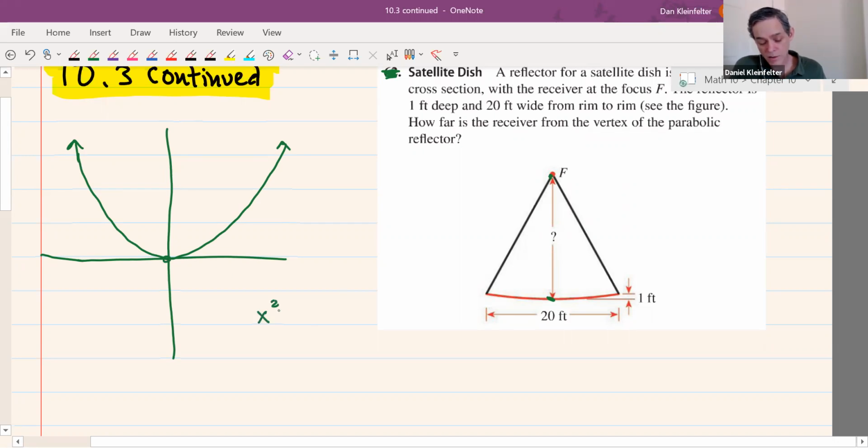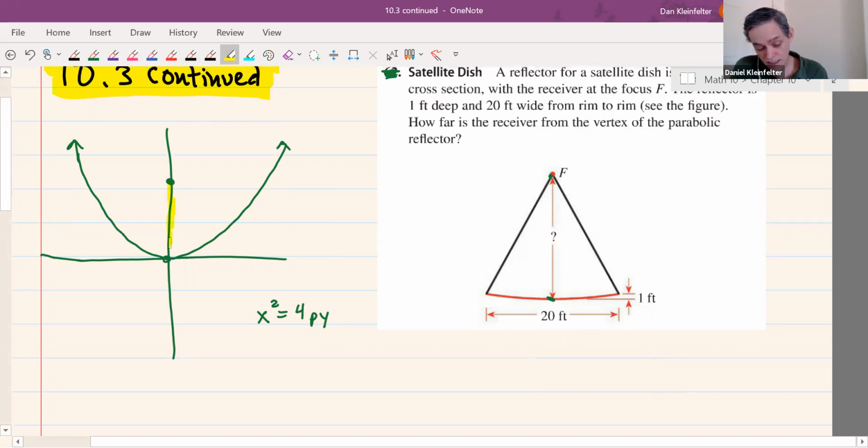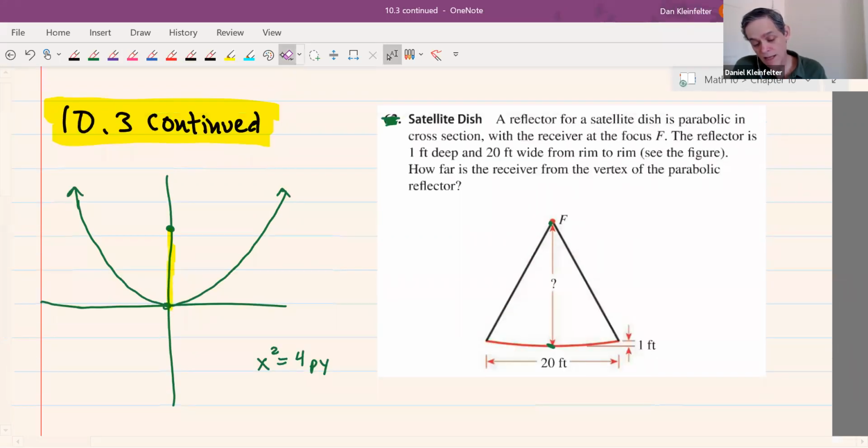And so I know the equation will have to look like x squared equals 4py. And so if we knew the p, then we would be finished with getting the equation. Once we know the equation, we can figure out what we are doing. The thing is that what we need to know in the question is the distance between the vertex and the focus. That is, what the problem is truly asking us for is the p, right? That's what we need to know.